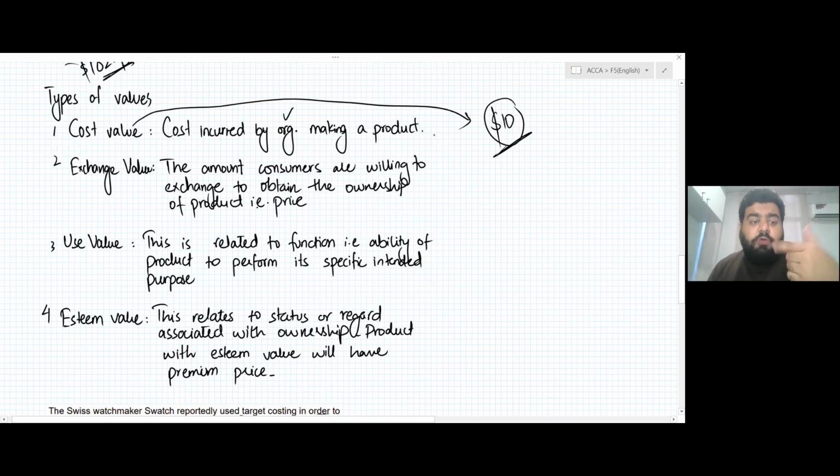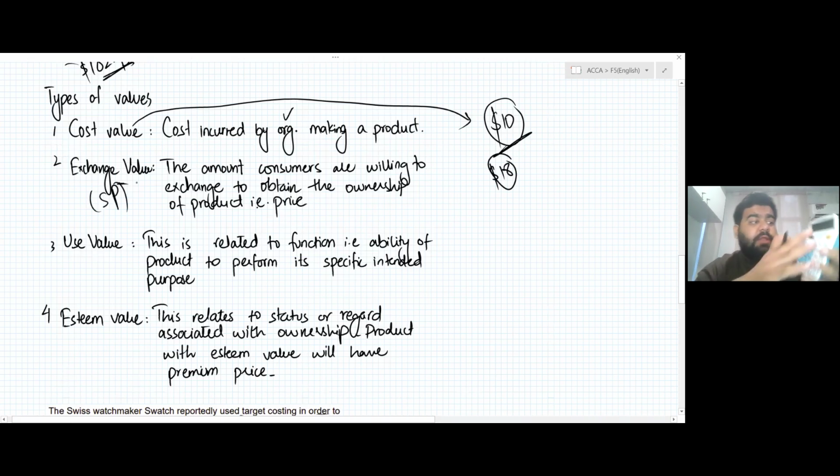Now, what is exchange value? Cost value is simple, the cost of the product. Exchange value is the amount the customer is willing to pay to take the calculator. For example, this calculator cost me $10, but I am going to the market and selling it for $18, and the customer is okay with the price. So the amount consumers are willing to pay is the exchange value. Basically, the appropriate selling price.